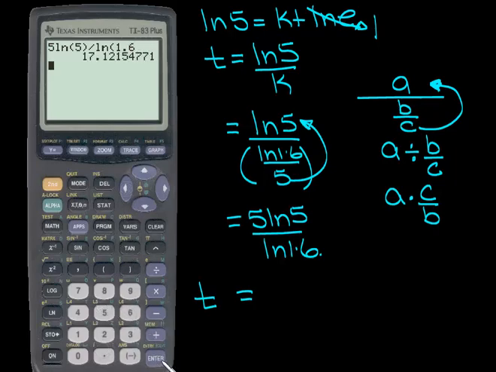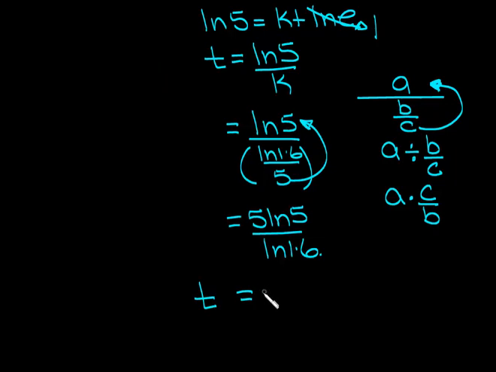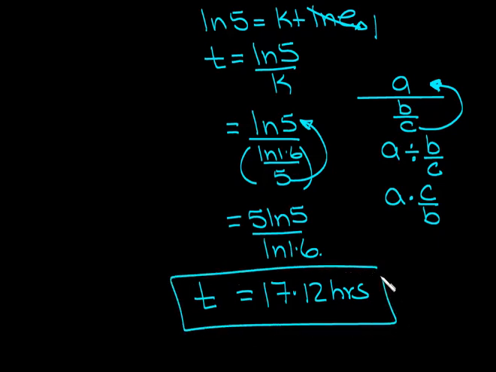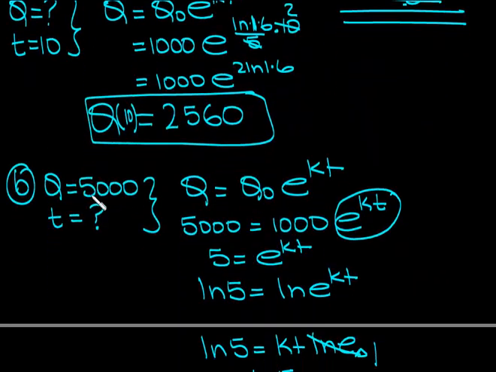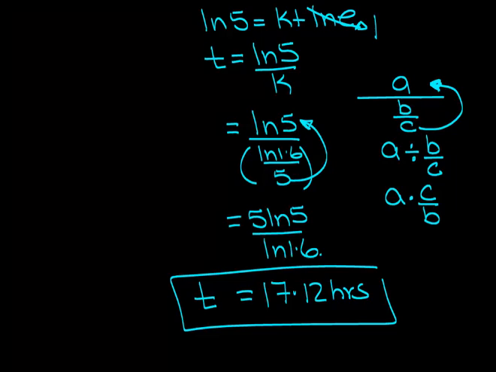So we get 17.12 hours. 17.12 hours. So that's how long it's going to take for the population to reach 5,000. So this is a very typical population model. They could have easily asked us, when will the population double? So in that case, we could have said instead of 5,000 it would be 2,000, since we started with the initial population of 1,000. So they could have asked us a lot of different questions. But the idea is the same. Remember to find k first.